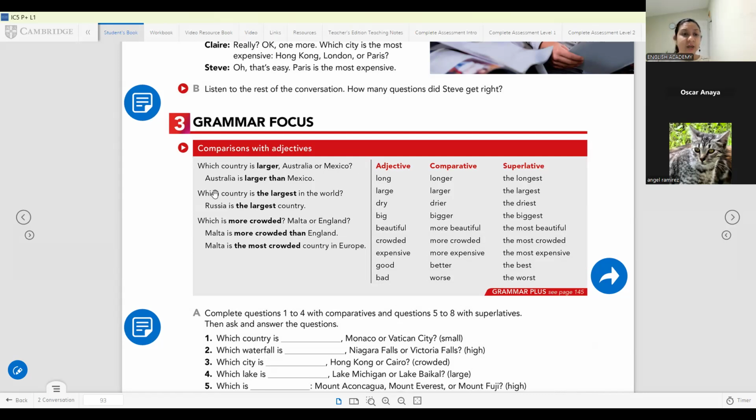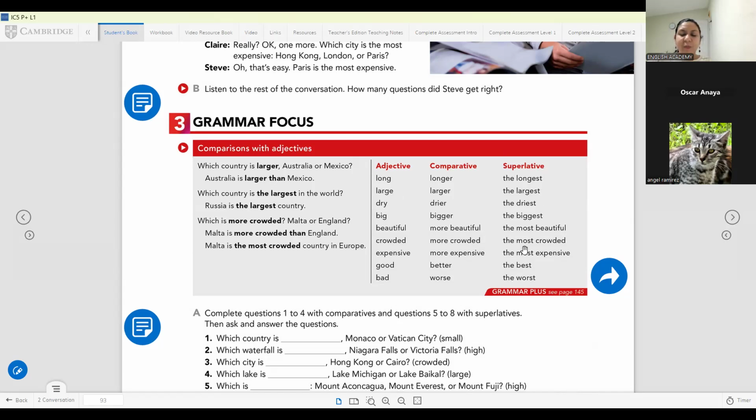Which country is larger? Australia is larger than Mexico. And we add er to the adjective if it's short, or we use the word more if the adjective is long, two or three or more syllables. And we can use the word than.